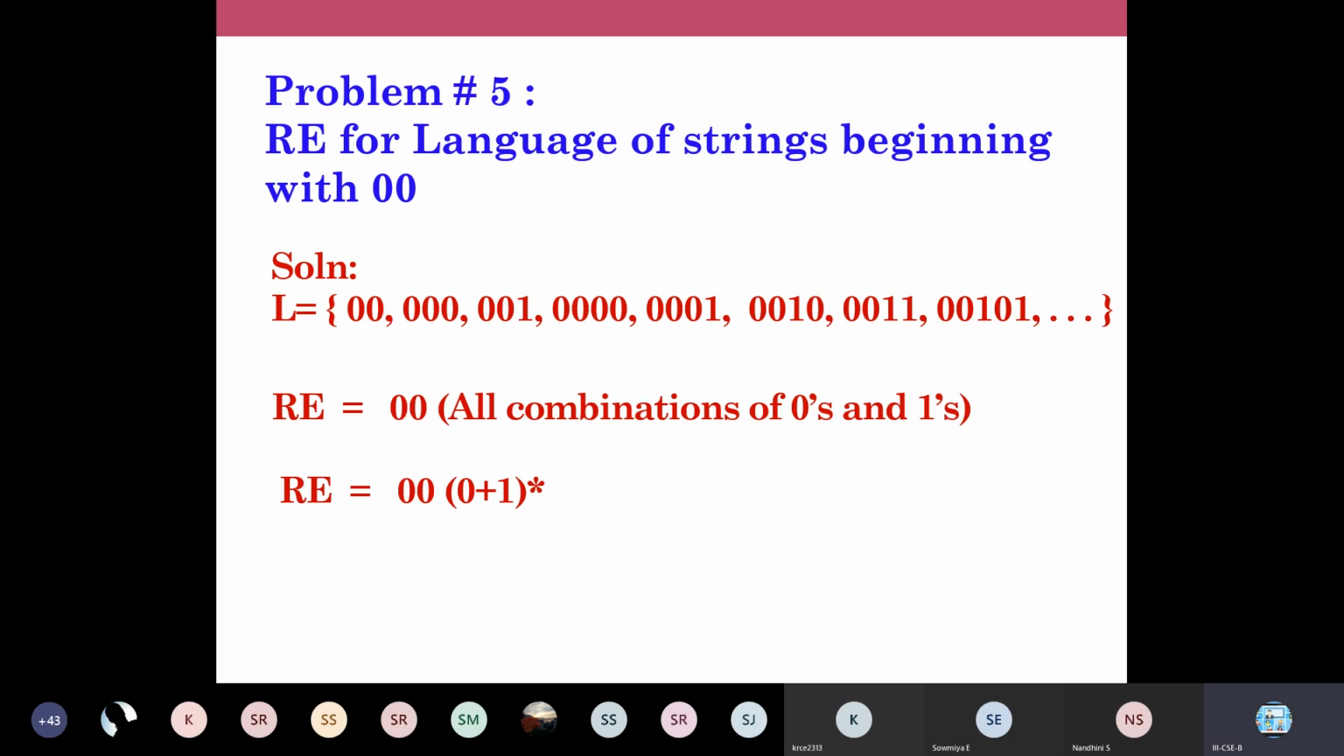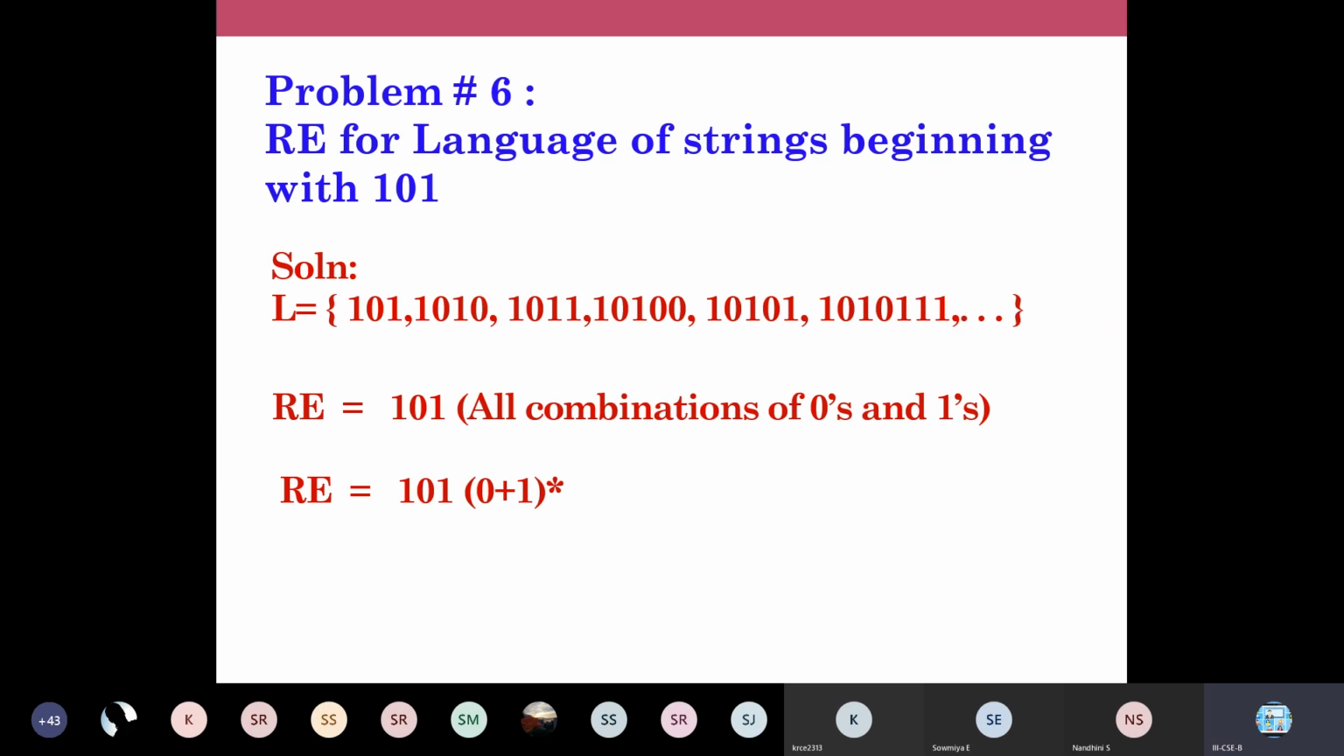So we'll go for the next problem: the regular expression for the language of strings beginning with 101. I hope you can write this. Apply the same technique. Write the language. All the strings should have 101. All the strings must have 101 in the beginning. Then you write any possible combination of zeros and ones.